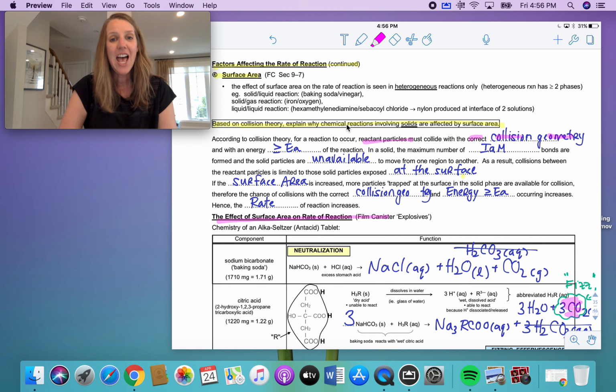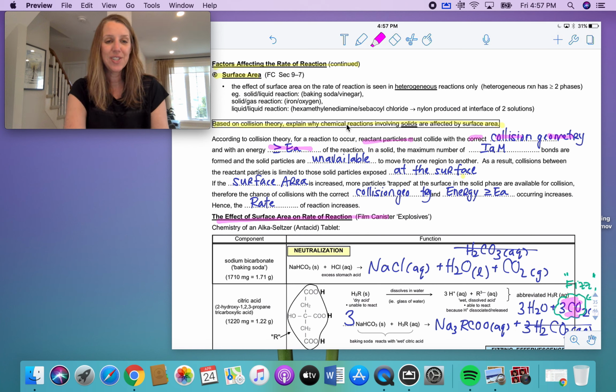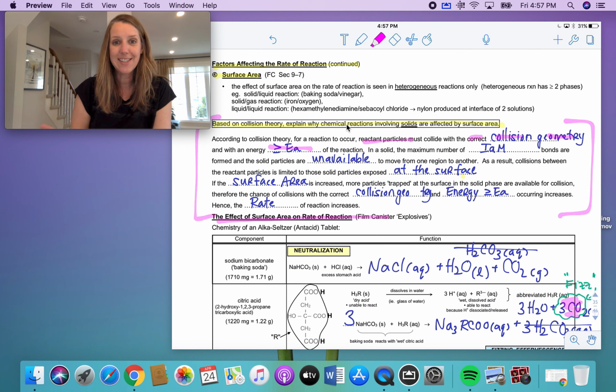Also, the third point is that they need to collide with energy that's greater than or equal to the energy of activation. And when all of those factors come into play, then you're going to have an increased rate of reaction. Okay, so this little paragraph right here is really the summary that we want to take away from this lesson. What happens at the molecular level?